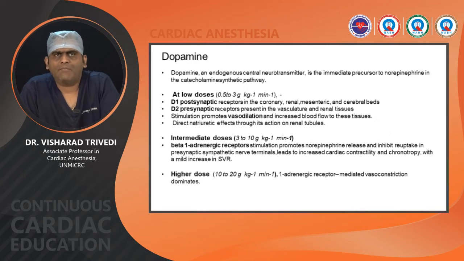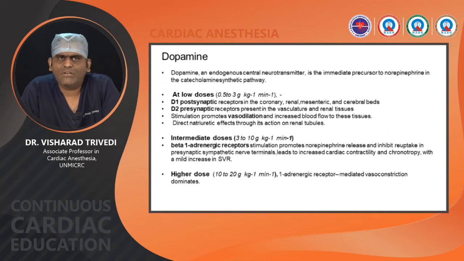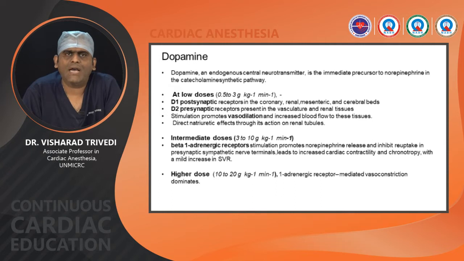Dopaminergic 2 receptors are presynaptic receptors present in the vasculature and renal tissues. Stimulation of them promotes vasodilatation by increasing the blood flow to the tissues, and it will have a direct natriuretic action on the renal tubule as well. If you increase the dose of dopamine, from 3 to 10 mcg per kg per minute, then it will stimulate the beta 1 receptors, and we know that beta 1 receptor stimulation will lead to inotropy.